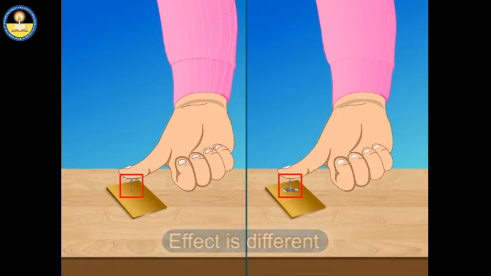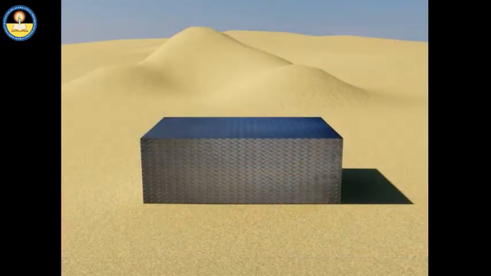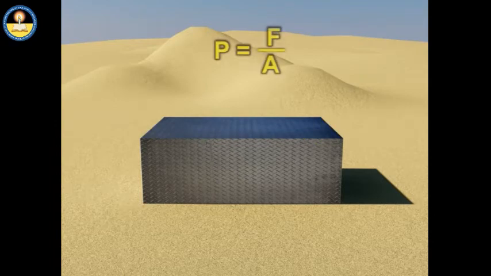The same force may create a large effect or a small effect depending on the area it is acting on. In fact, the amount of force per unit area determines the effect of the force. This quantity is called the pressure. It is the amount of force spread over a unit area.